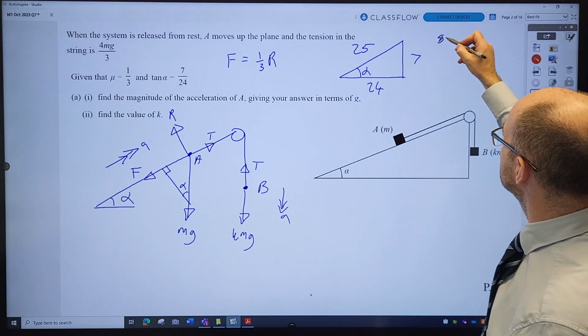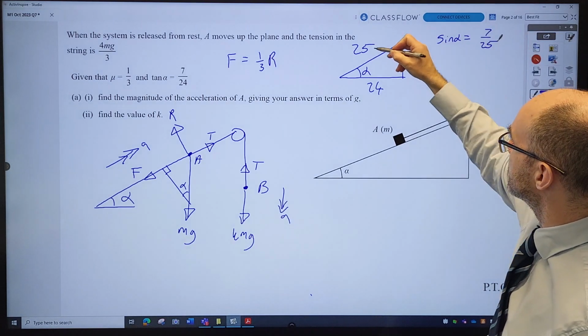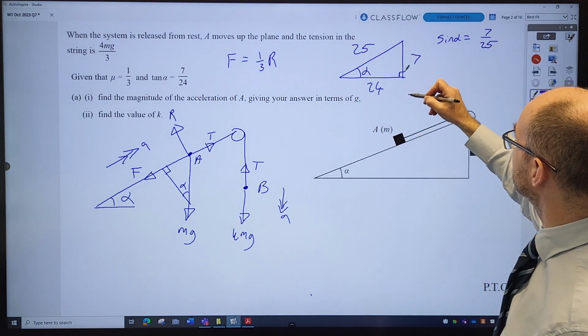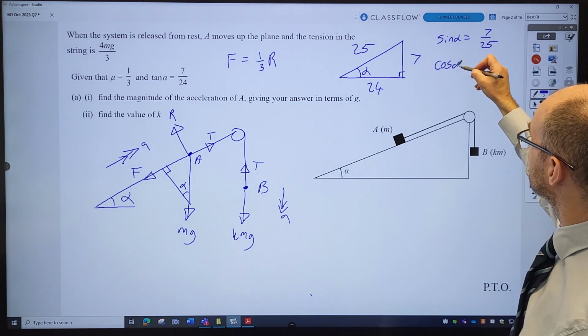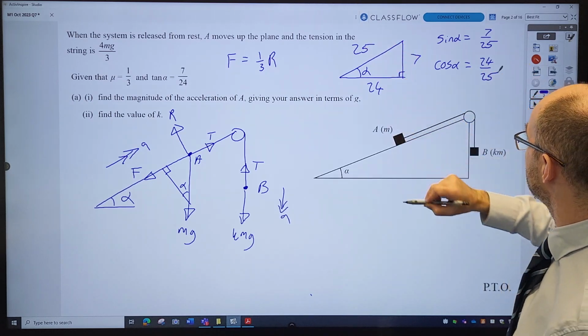That means sine alpha is equal to 7/25. That's opposite over hypotenuse. Let's put a right angle in there. And cosine alpha equals 24/25. That's adjacent over hypotenuse.